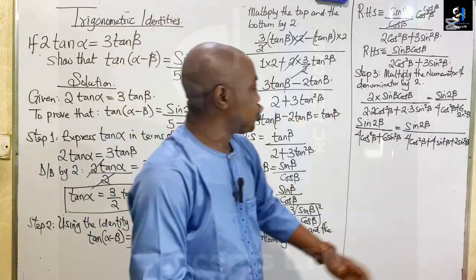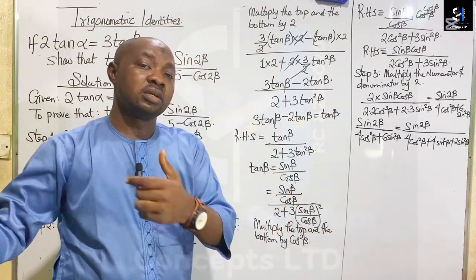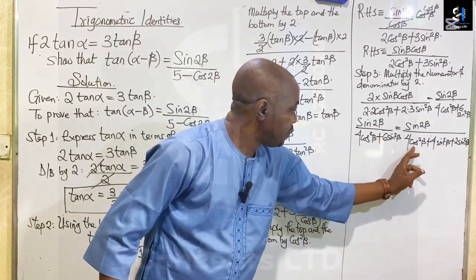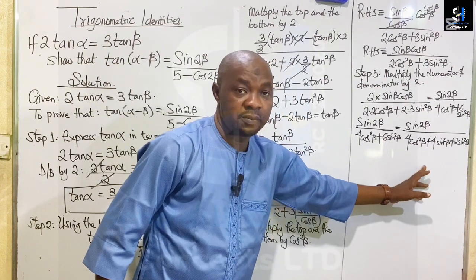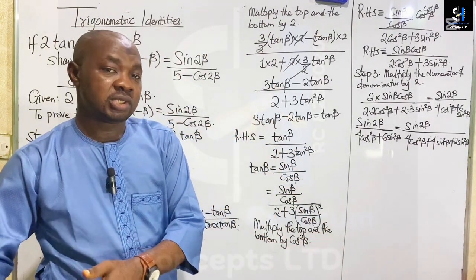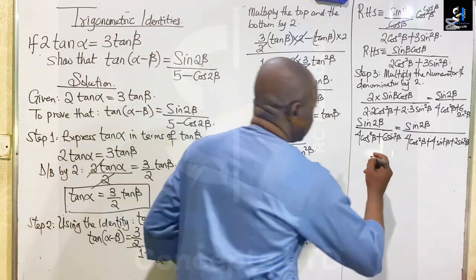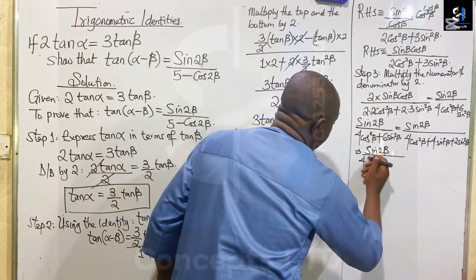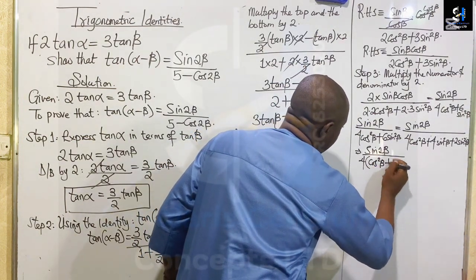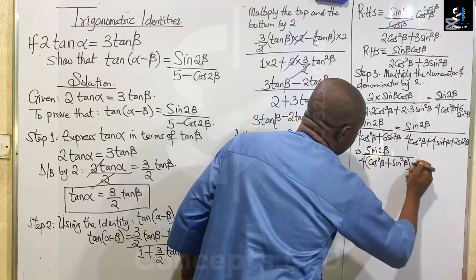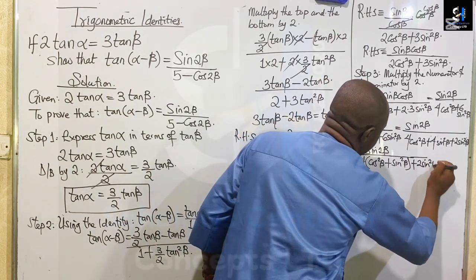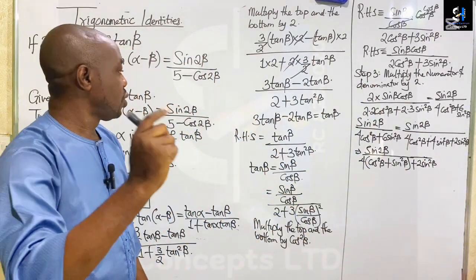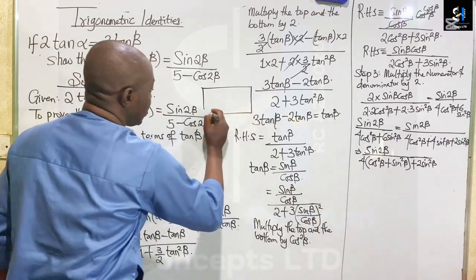Now we have what looks like one of the Pythagorean identities, if I factor out 4 from 4 cos squared beta plus 4 sine squared beta. We are going to have cos squared beta plus sine squared beta, which is one of the Pythagorean identities. So we have sine 2 beta over 4 parentheses cos squared beta plus sine squared beta, plus 2 sine squared beta. Can we see that? Now we know that cos squared beta plus sine squared beta is 1.